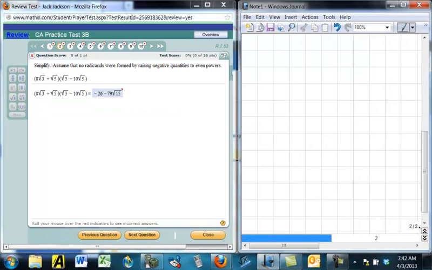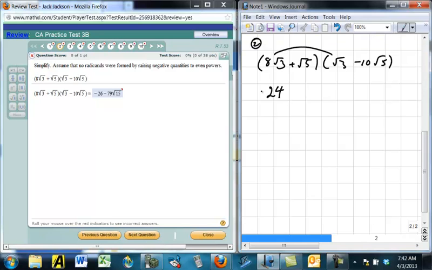Next question. 8 square root of 3 plus square root of 5, times square root of 3 minus 10 square root of 5. Okay, do FOIL. Multiply these. Square root of 3 times square root of 3 is 3 times 8 is 24. Square root of 5 times square root of 5 is 5 times negative 10 is negative 50.